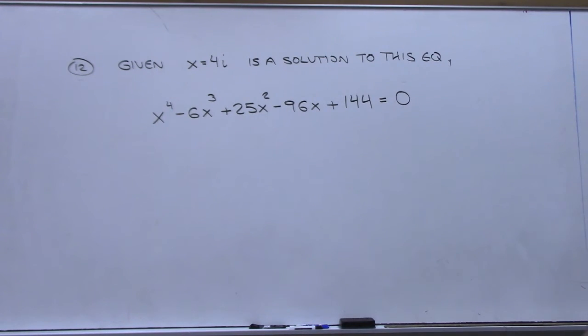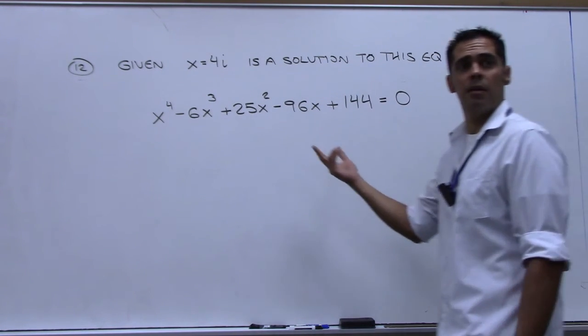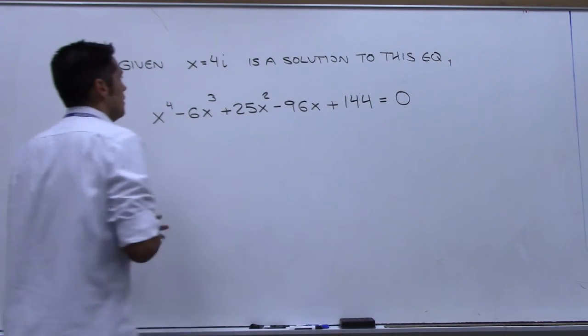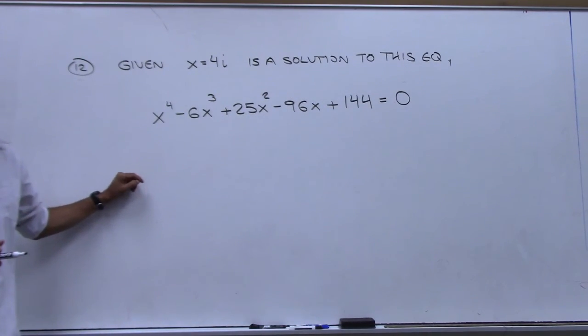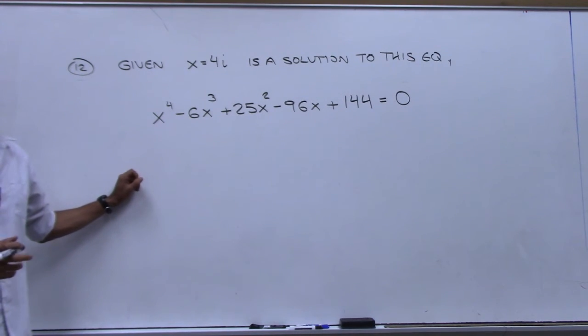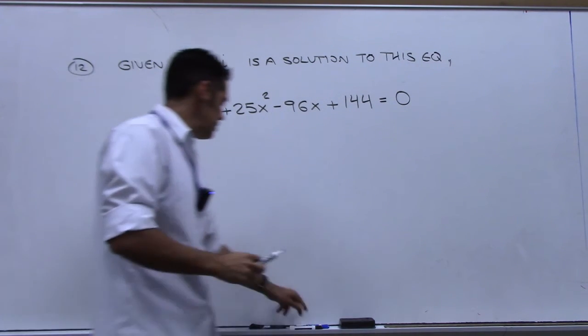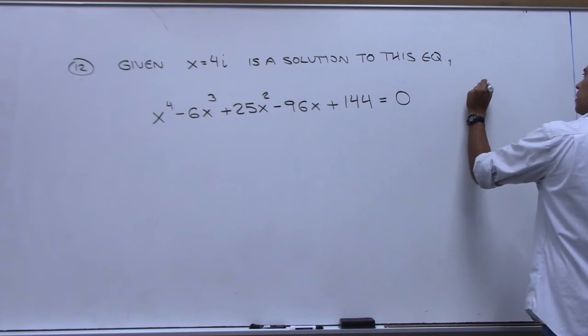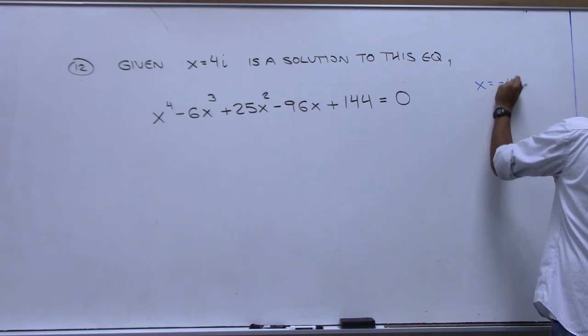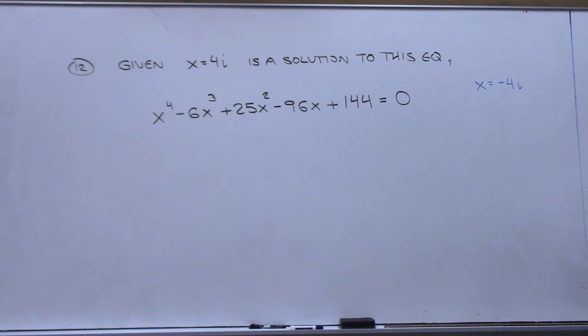Is everyone ready? Deep breath. Okay, so you're going to have a conjugate pair here, aren't you? You will have a conjugate pair because if x equals 4i is a solution, x equals negative 4i has to be a solution by the conjugate pair theorem. So let's just keep that in mind. x equals negative 4i is also a solution. So I already know that.